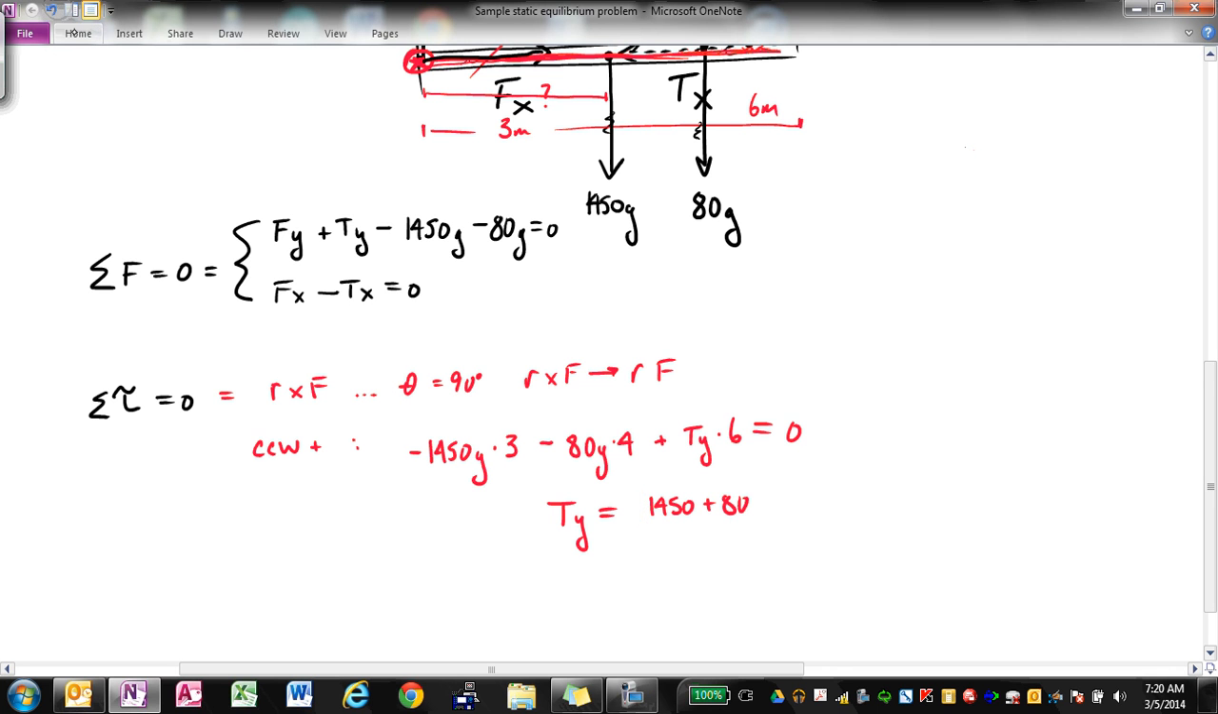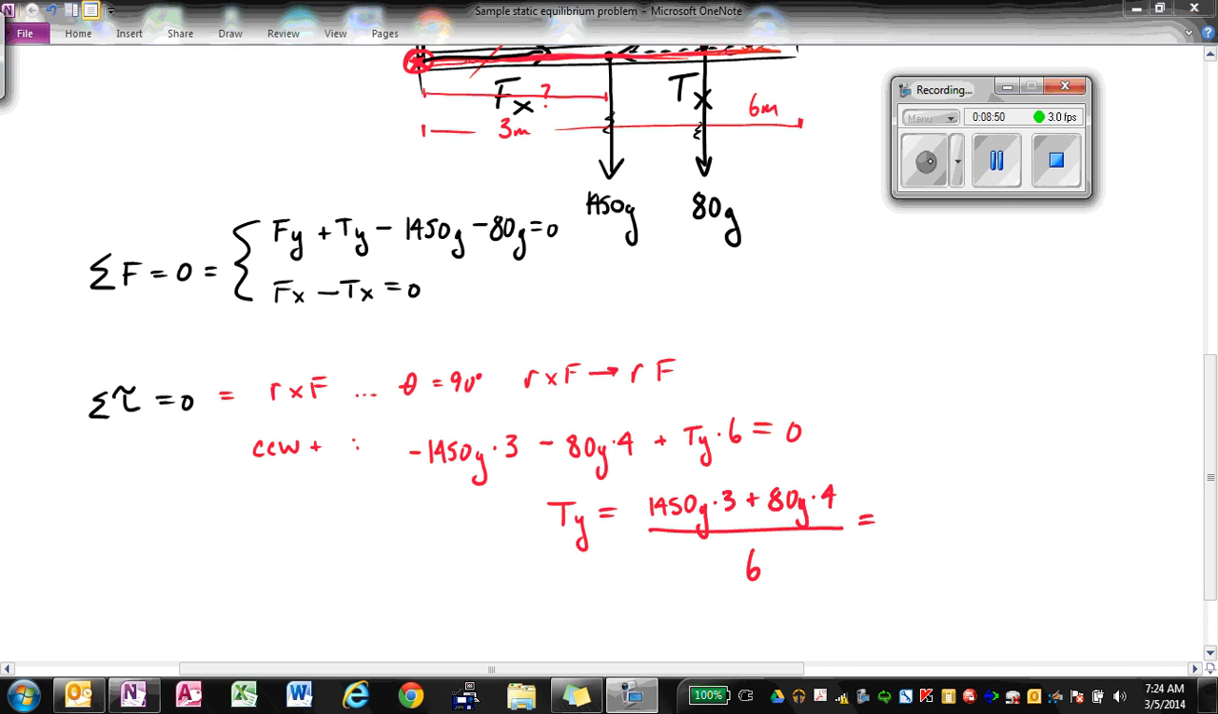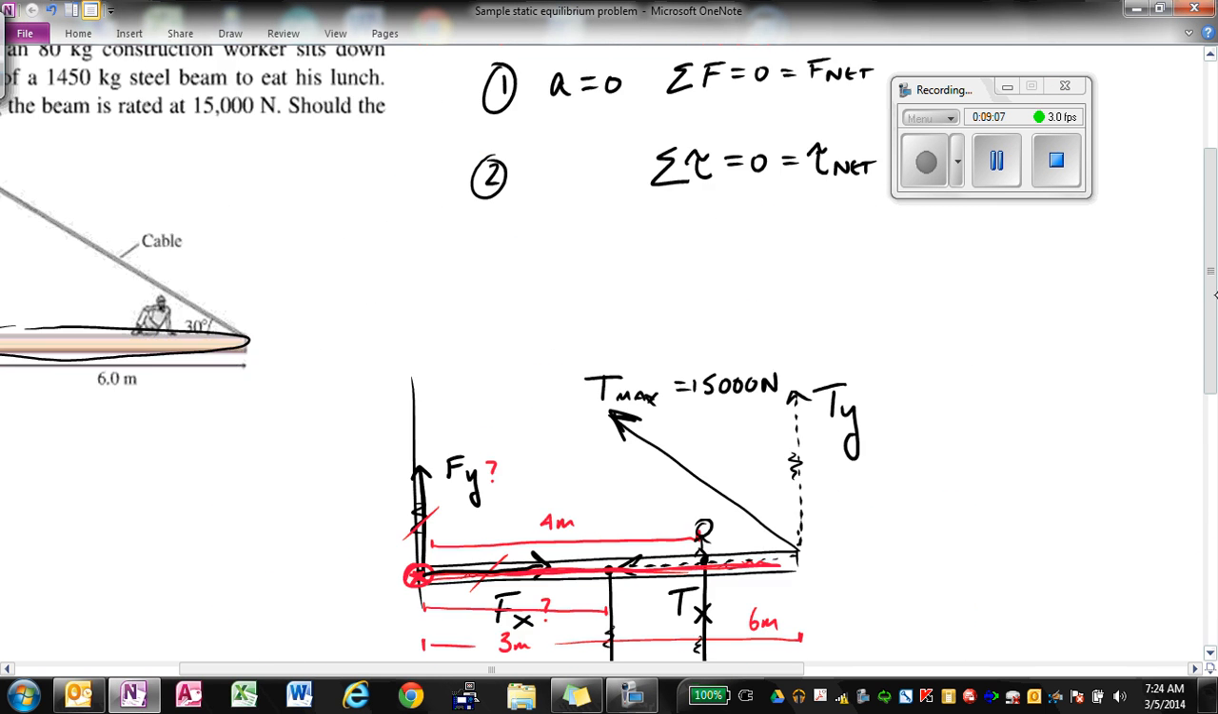That's going to be 1450 g times 3 plus 80 g times 4, all divided by 6. Okay, so back to where I was. If we calculate Ty now, we get 7,628 newtons.